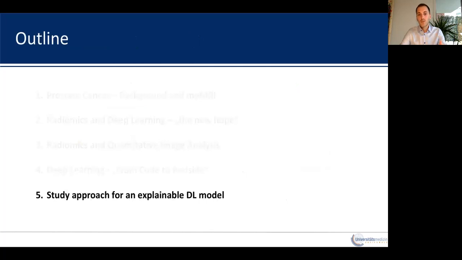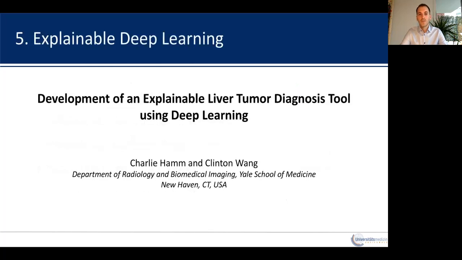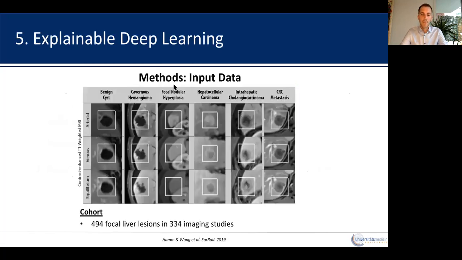So, in order to overcome the black box design, we started to develop explainable deep learning systems, and we started with a study at Yale University, where we trained an explainable deep learning system for the differentiation of focal liver tumors on multiparametric MRI. In this study, we used 6 different types of lesions, 3 benign lesions, so cysts, hemangiomas, and focal nodular hyperplasia, and 3 malignant lesions, including the hepatocellular carcinoma, the intrahepatic cholangiocarcinoma, and the colorectal metastases.